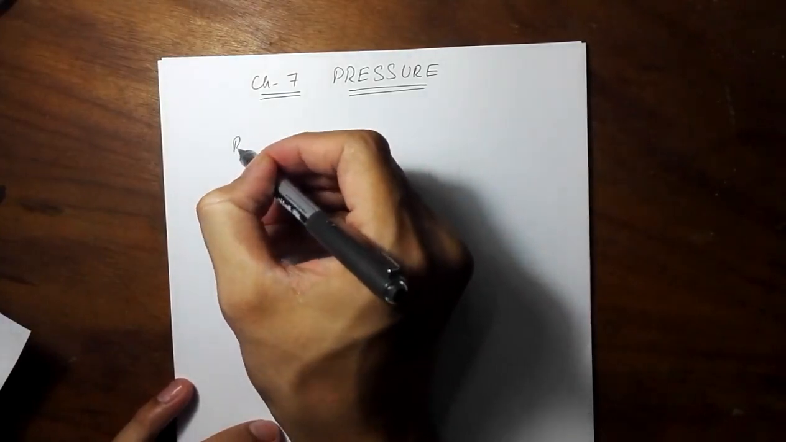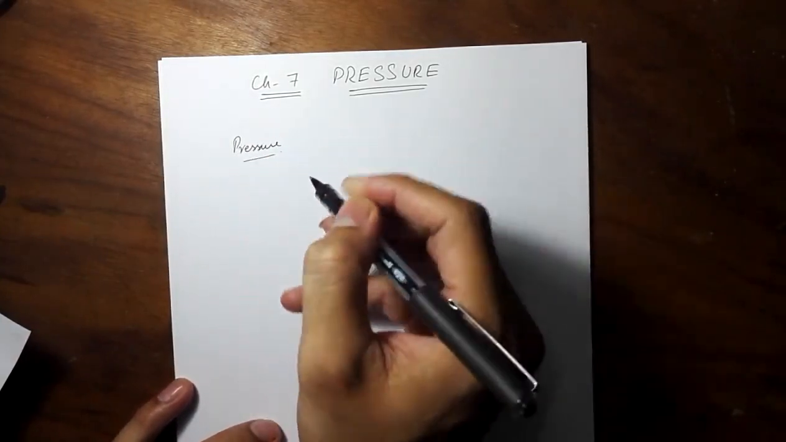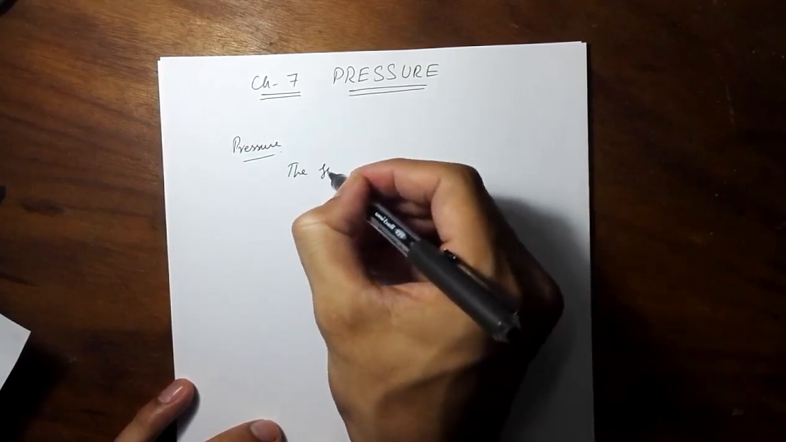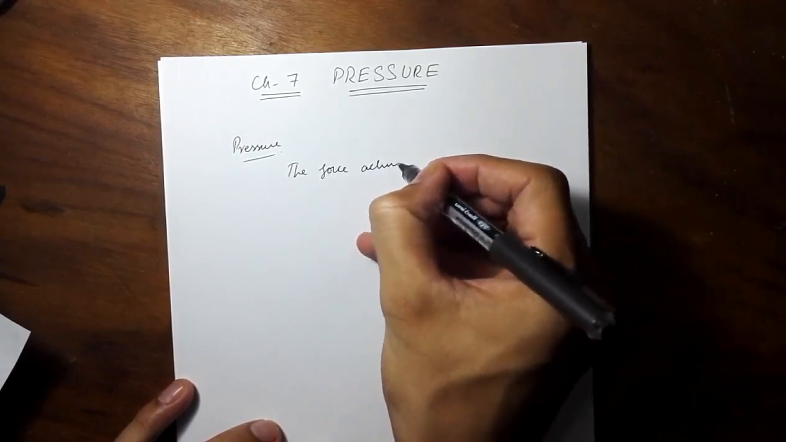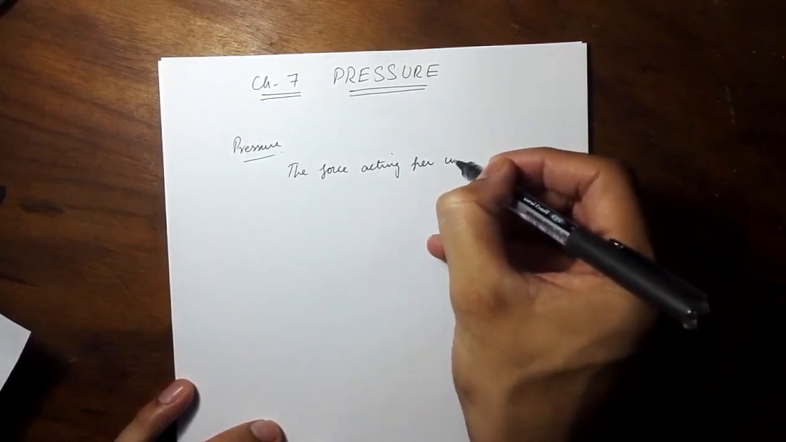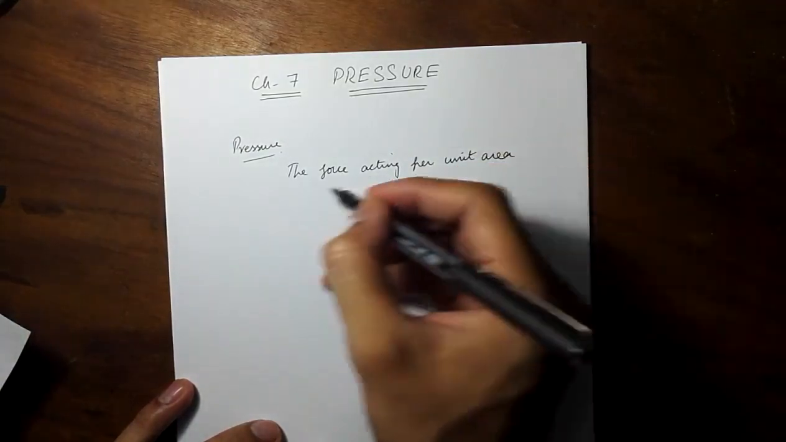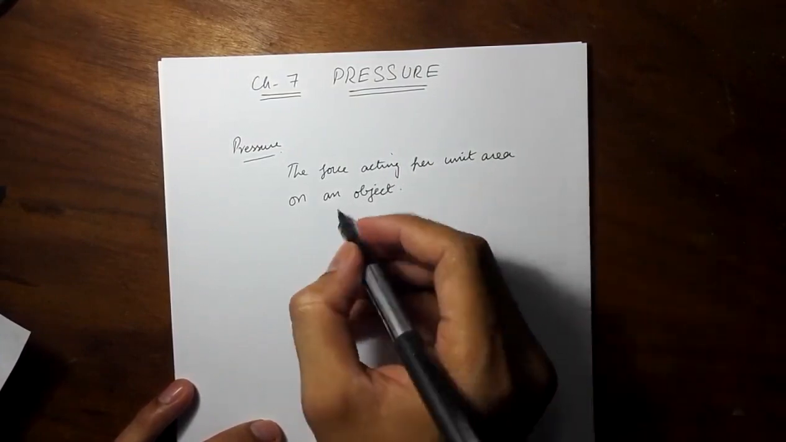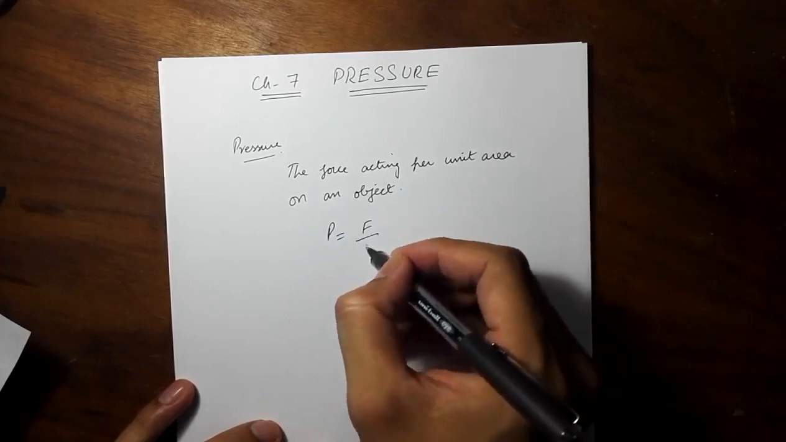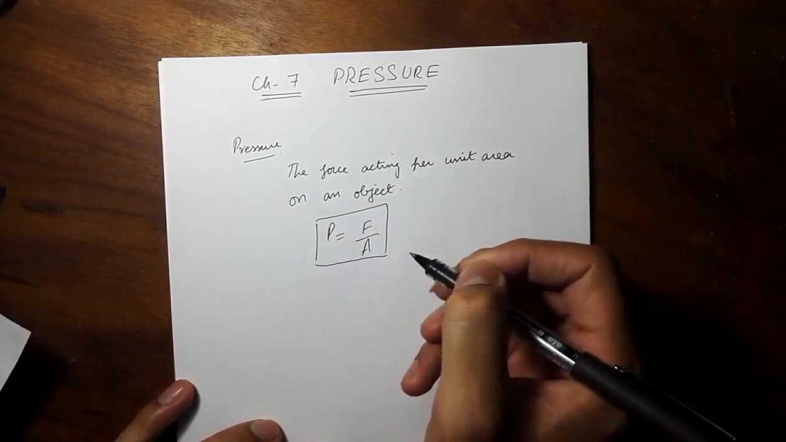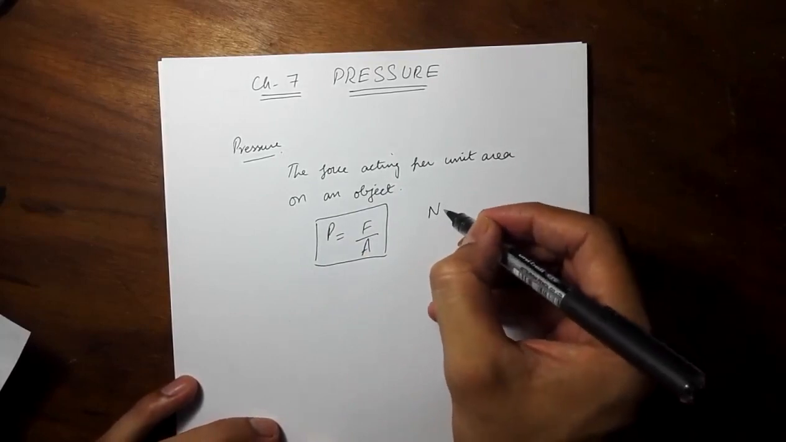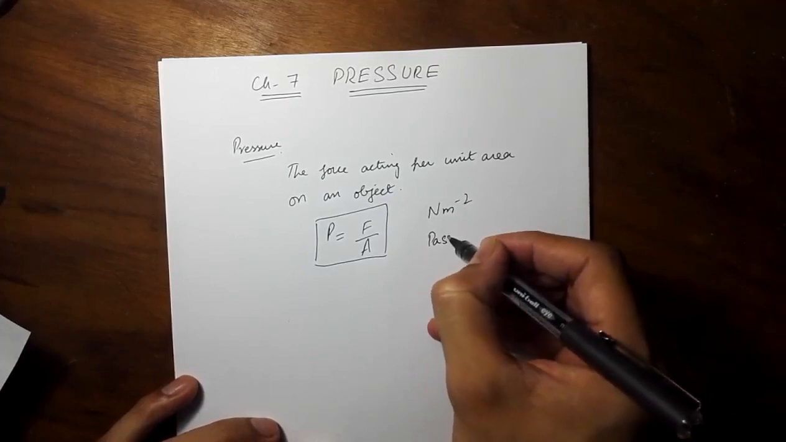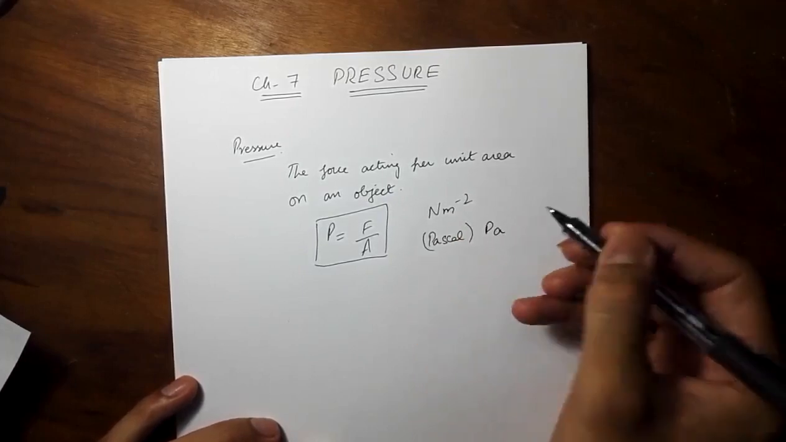Let me define pressure first. Pressure is the force acting per unit area on an object. So, pressure is equal to force per unit area. The SI unit of pressure is Newton per meter square, and Pascal is another unit of pressure as well.